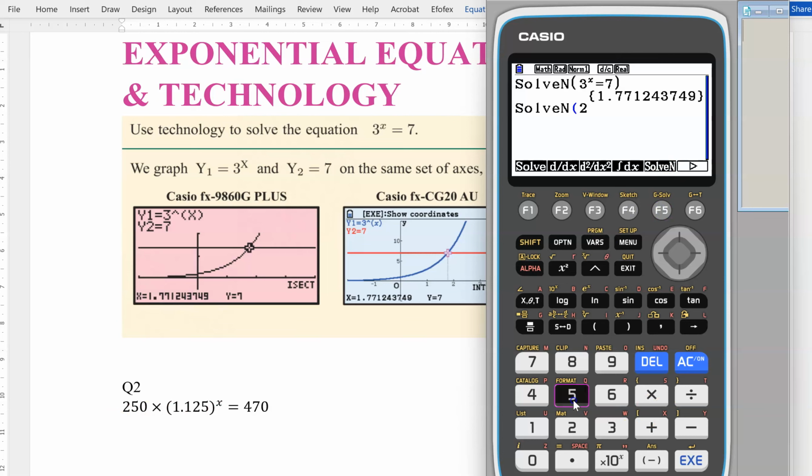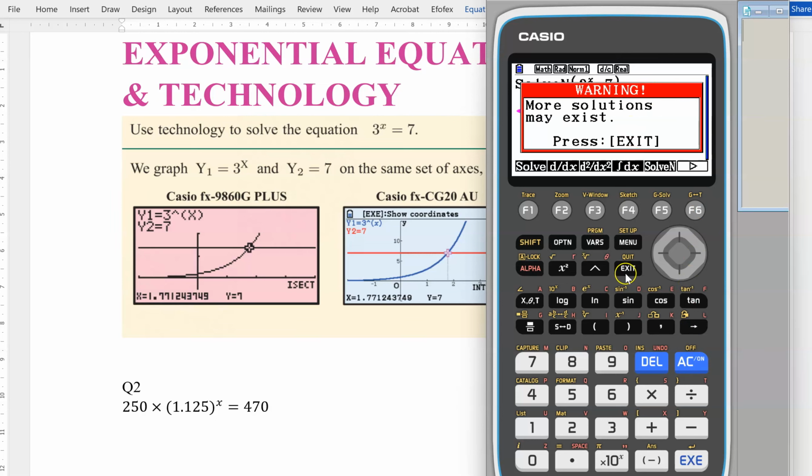So in this case, we're going to go 250 times, you can pop the brackets in if you want to. I'm living on the edge and not putting them in, 1.125 to the x, arrow key out, Shift, equals 470. Close your bracket. Please double check what you've written on your screen is exactly what you're meant to write, because if you accidentally put the wrong number, there's no working out, there's nothing to help you with this. Then you press enter. Yep, that's okay, it can be more than one.